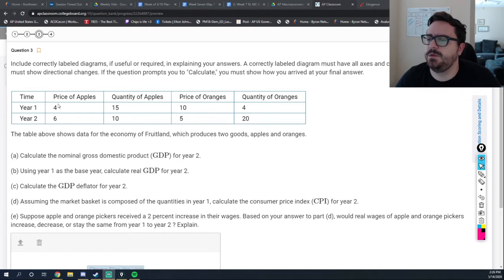So for this problem, we've got price of apples in year 1 and year 2. We've got quantity of apples in year 1 and year 2. We've got price of oranges year 1, year 2. We've got quantity of oranges year 1, year 2. It's asking for nominal GDP.